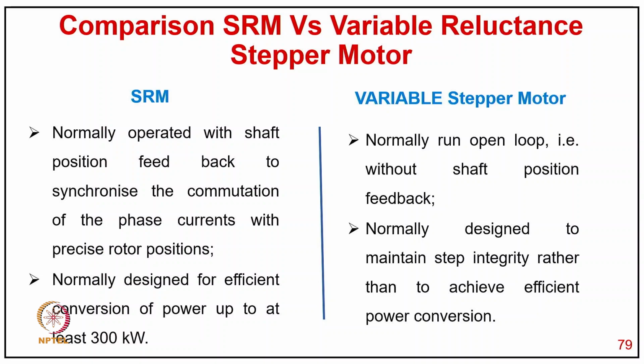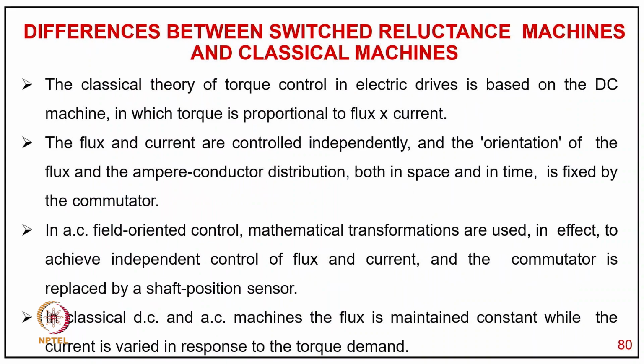The reluctance motor is normally operated with shaft position feedback to synchronize the commutation of the phases with the precise rotor position, and is normally designed for efficient conversion of power up to around 300 kilowatt. The variable reluctance stepper motor normally runs in open loop, that is without shaft position feedback, and is normally designed to maintain a high step integrity rather than to achieve efficient power conversion.